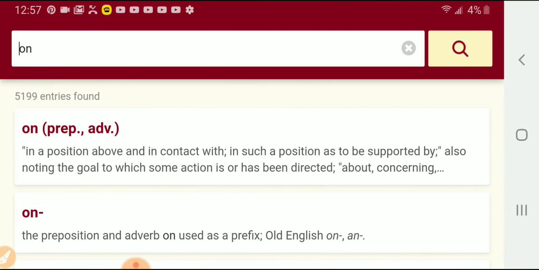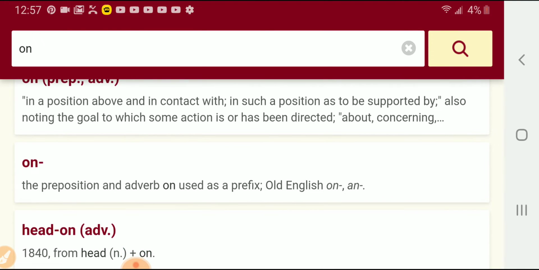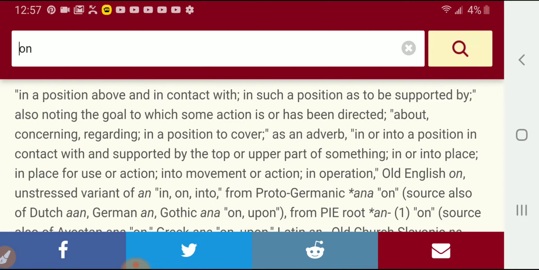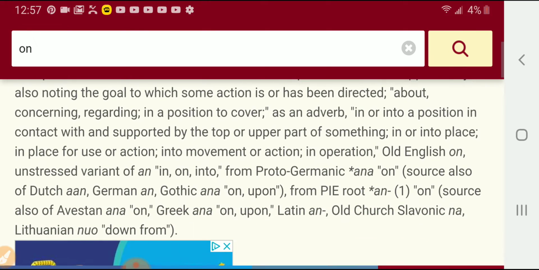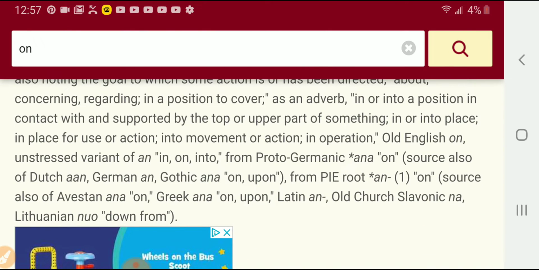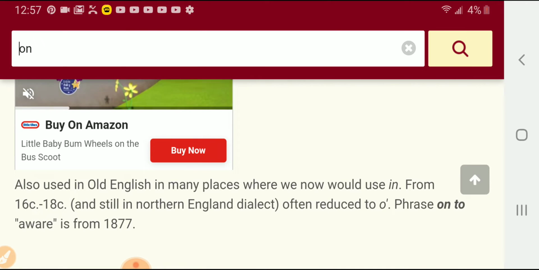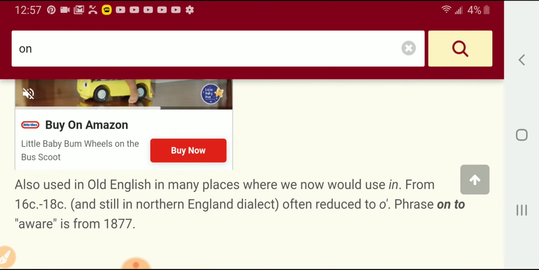In a position above and in contact with, in such a position as to be supported by, also noting the goal to which some action is or has been directed. About, concerning, regarding, in a position to cover, an adverb. In and into a position, in contact with, supported, yada yada yada, on. Okay, then we go down here. Also used in Old English in many places where we now would use in, from, often reduced to o, phrase on, to, aware. Haha, aware.